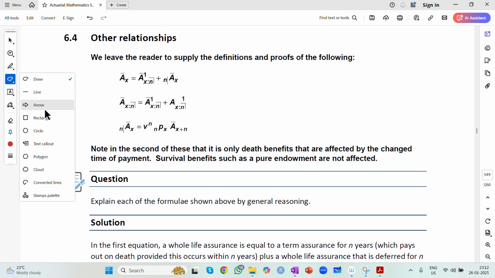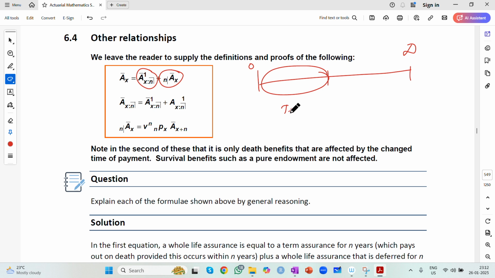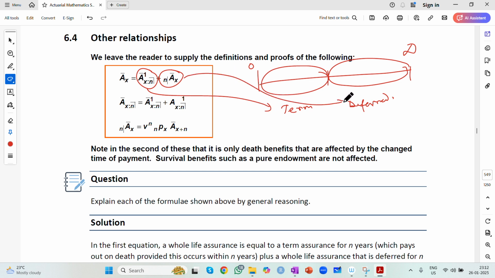These are certain important formulas which are absolutely self-explanatory. A bar x is the whole life, this is for the term, and this for the deferred. So the whole life, say 0 to infinity, can be broken into two parts. One is the term insurance, the present value of it, and then the present value of the deferred part. The expected present value here will be this part, and for the deferred part it is this.